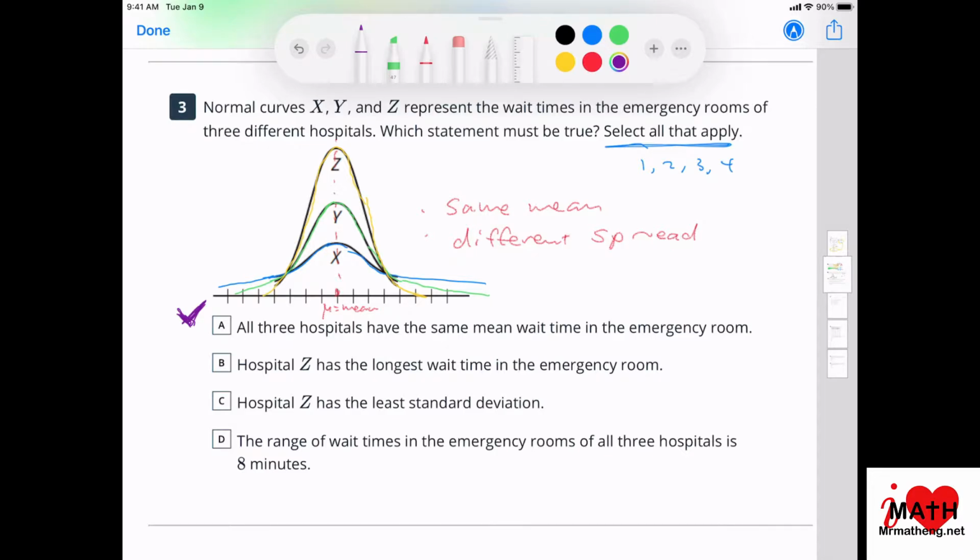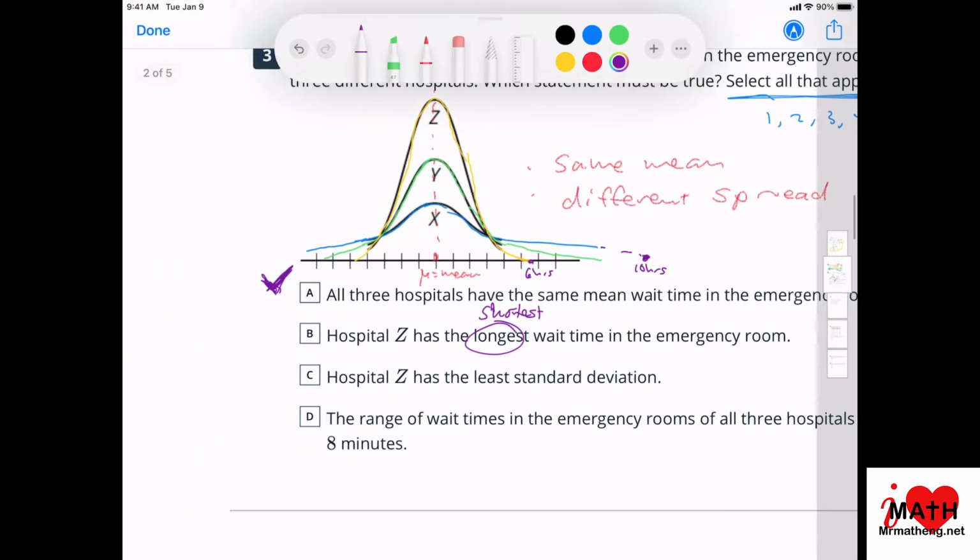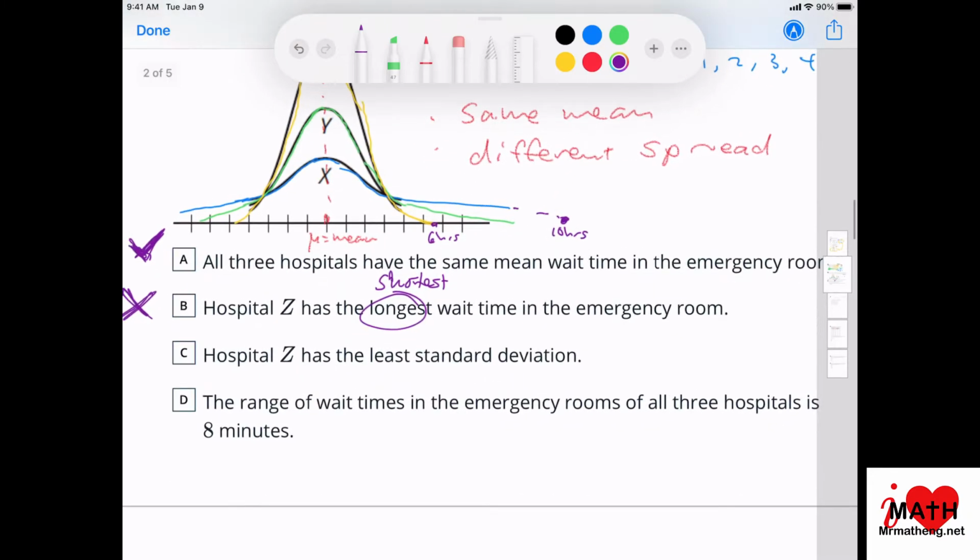Hospital Z has the longest wait time in the emergency room. I actually think this should be the least, or smallest, or shortest. Because if you look at Z, you're ending up on the yellow here, smaller than the blue. The blue is going to keep going way out here. I've waited in the emergency room before. Do you want to do 10 hours or maybe like 6 hours? There's a difference there, right? So not this one.